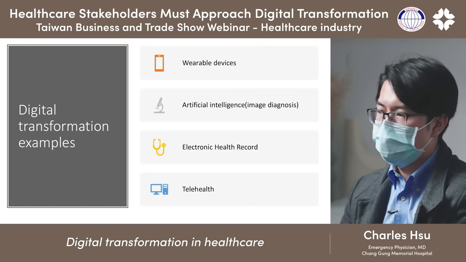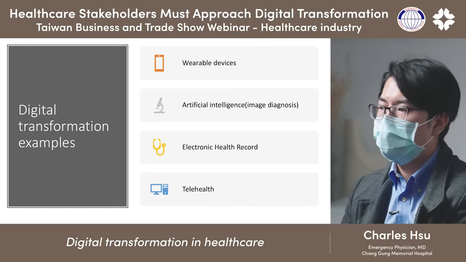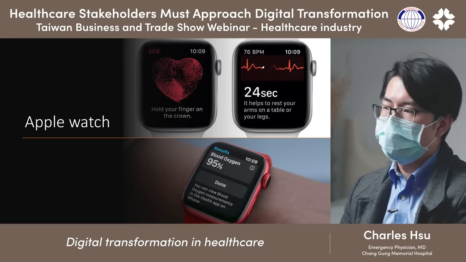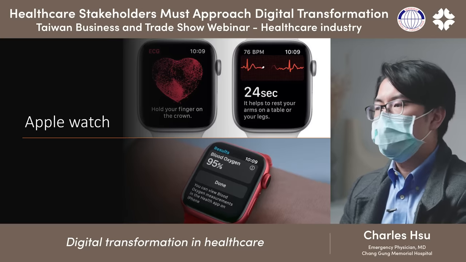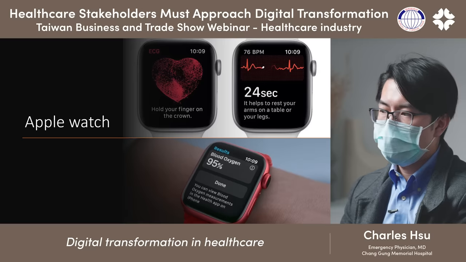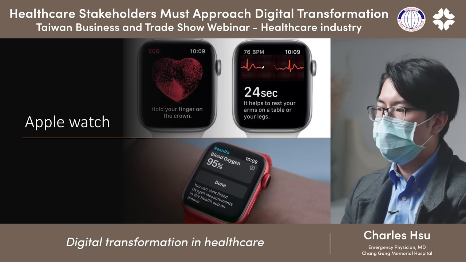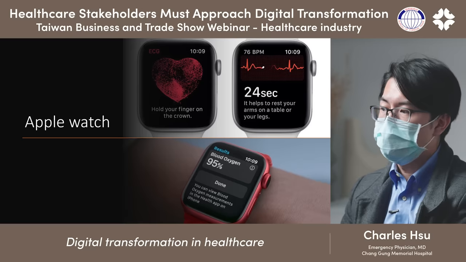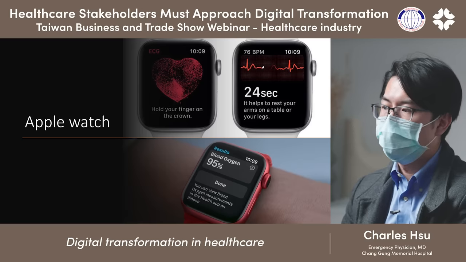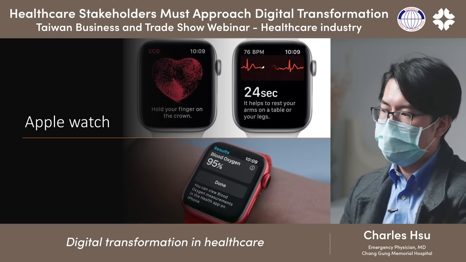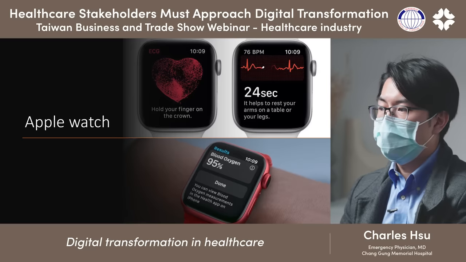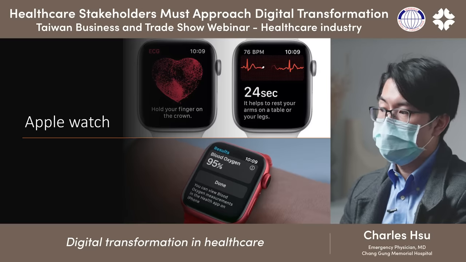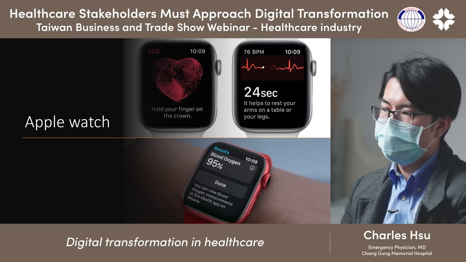Let's look at some examples of digital transformation in healthcare. Apple Watch is an iconic example of digital health transformation. We could use Apple Watch to detect arrhythmia or monitor oxygen saturation. It is really helpful, especially since happy hypoxia was a warning sign during the early time of COVID. Apple Heart Study is a large-scale study conducted by Stanford, and this example gave us inspiration for a new direction of research.